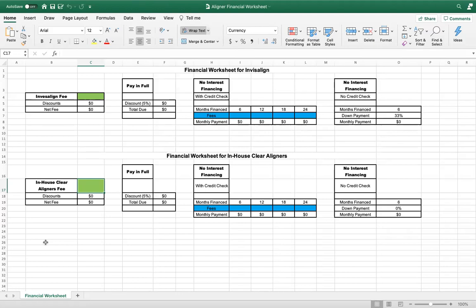So, free information. But I kind of generated this financial worksheet that's done in Excel as a template for you, getting started on this conversation. This is just for aligners. Obviously, it's going to be slightly different if you have braces, if you have phase one. This is just getting you started.